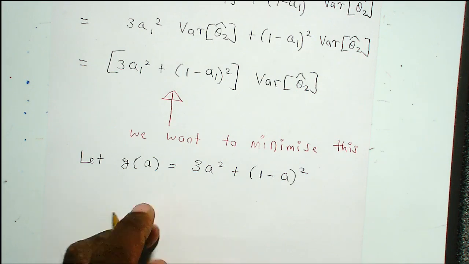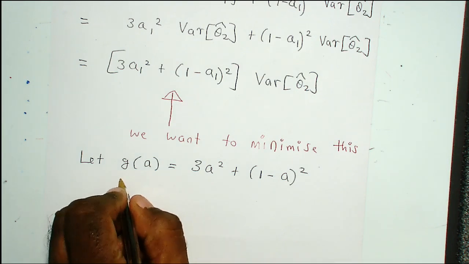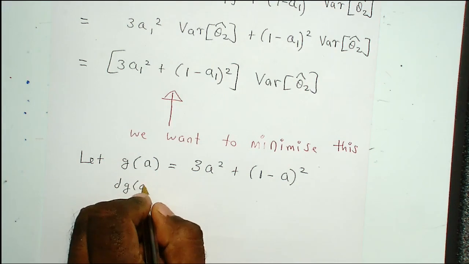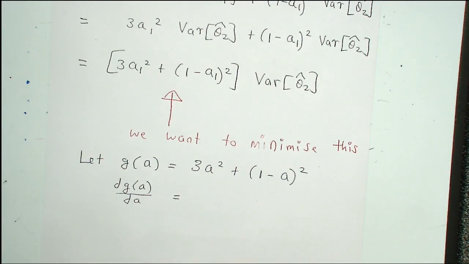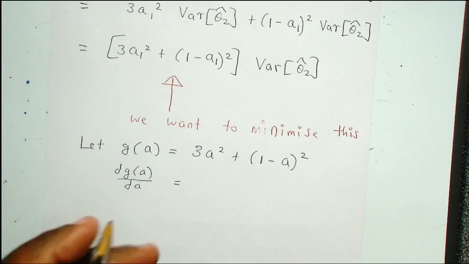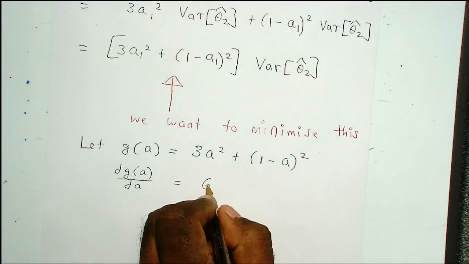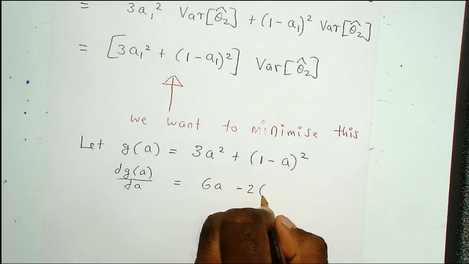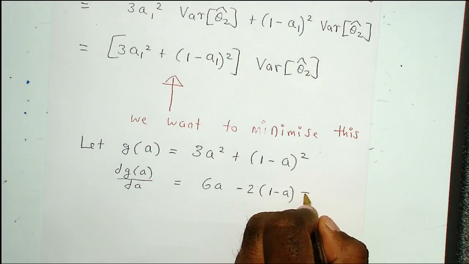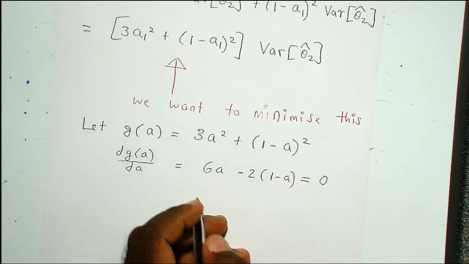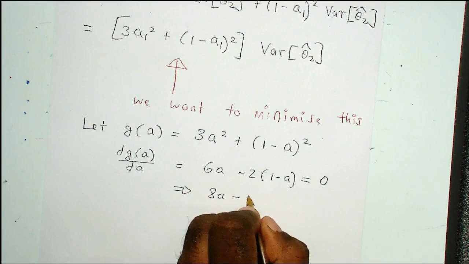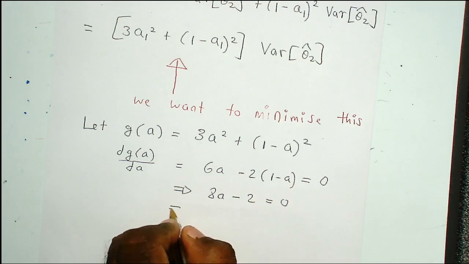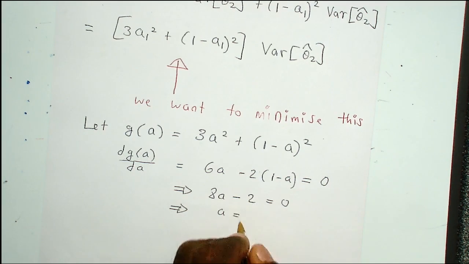So what do you do? You should remember this from year 1, right? The first thing you do is take the derivative, so it becomes 6A minus 2 times 1 minus A. Then you set this to 0. It becomes 8A minus 2 equal to 0. So A is equal to a quarter.